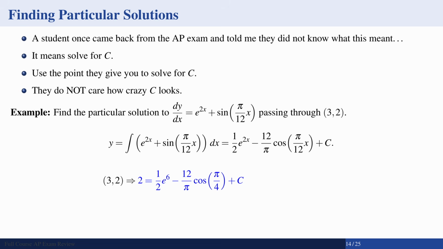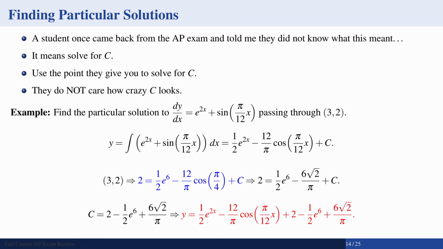We then know that the point (3, 2) is on this curve. So we plug in 2 for y and we plug in 3 for x. And you can see this is starting to get gross. We get 1/2 e to the 6 minus 12 over pi cosine of pi over 4 plus c. When we simplify that a little bit, we get 2 is equal to 1/2 e to the 6 minus 6 root 2 over pi plus c, which makes c 2 minus 1/2 e to the 6 plus 6 root 2 over pi. That's a crazy value of c, but like I said, they just don't care. They just want you to do it correctly. So then when we solve for y and sub in our c, this is what we get. I'm not going to bother to read it.